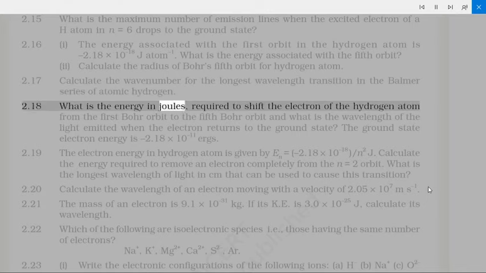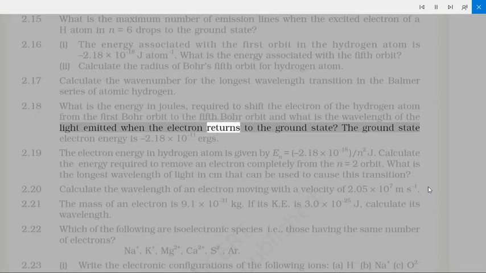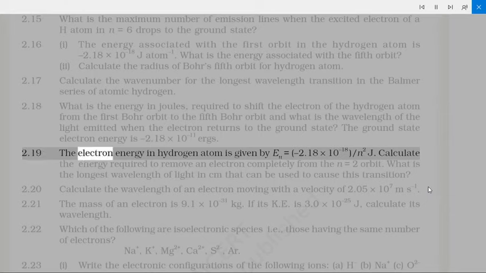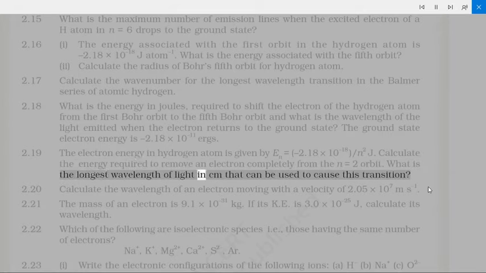2.18 What is the energy in joules required to shift the electron of the hydrogen atom from the first Bohr orbit to the fifth Bohr orbit, and what is the wavelength of the light emitted when the electron returns to the ground state? The ground state electron energy is -2.18 × 10^-11 ergs. 2.19 The electron energy in hydrogen atom is given by En = -(2.18 × 10^-18)/n^2 J. Calculate the energy required to remove an electron completely from the n = 2 orbit. What is the longest wavelength of light in cm that can be used to cause this transition?